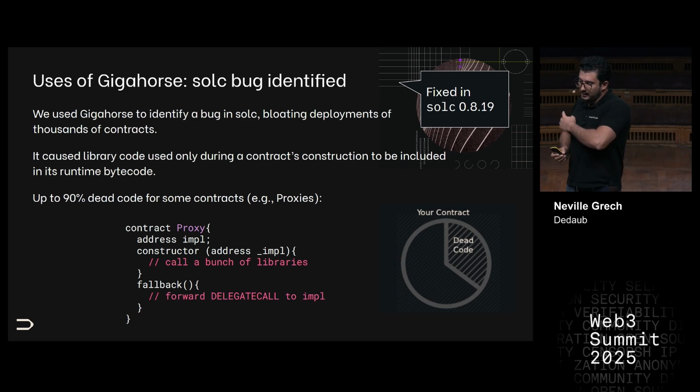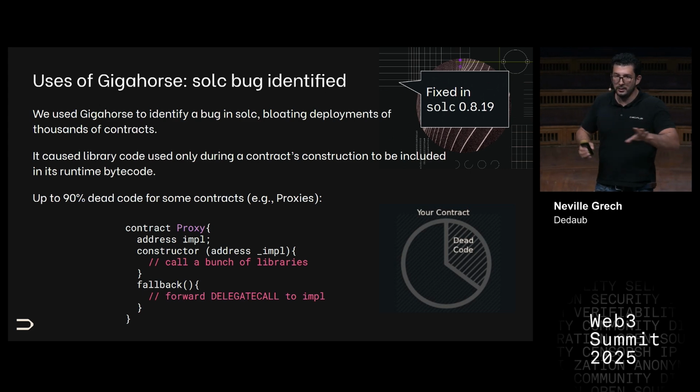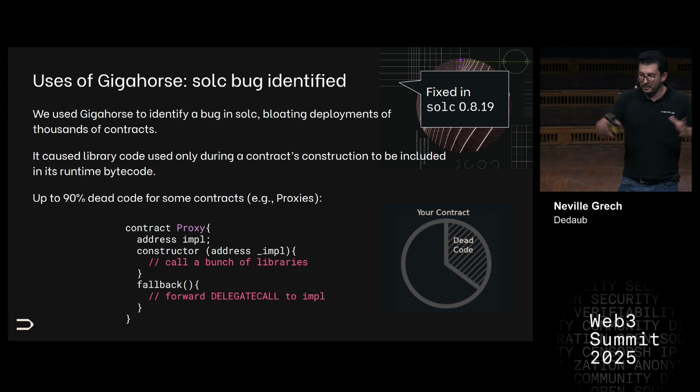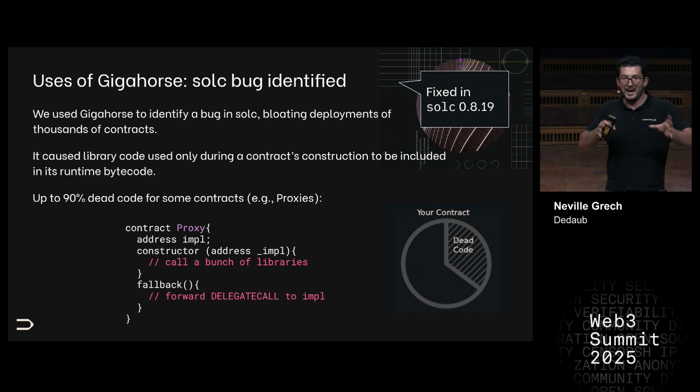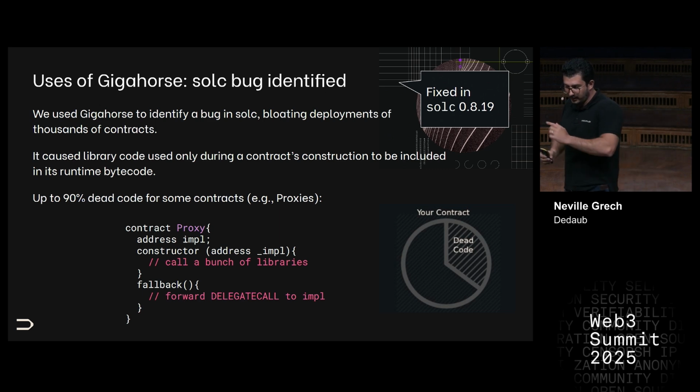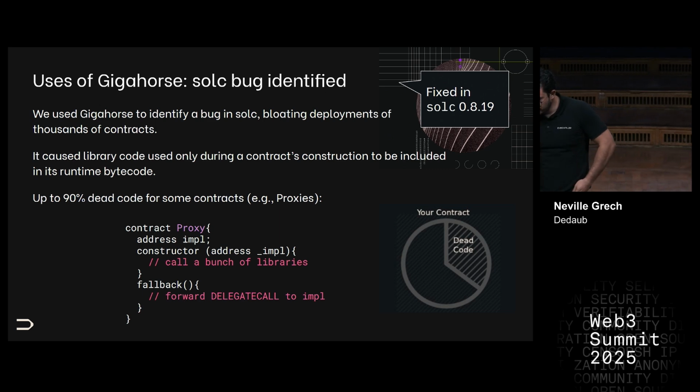So in practice, on average, 30% of the code ever deployed on Ethereum, within a certain time range, was effectively dead. It was there, and people paid the gas to deploy it, but it didn't need to be there. So then the Solidity team fixed that.